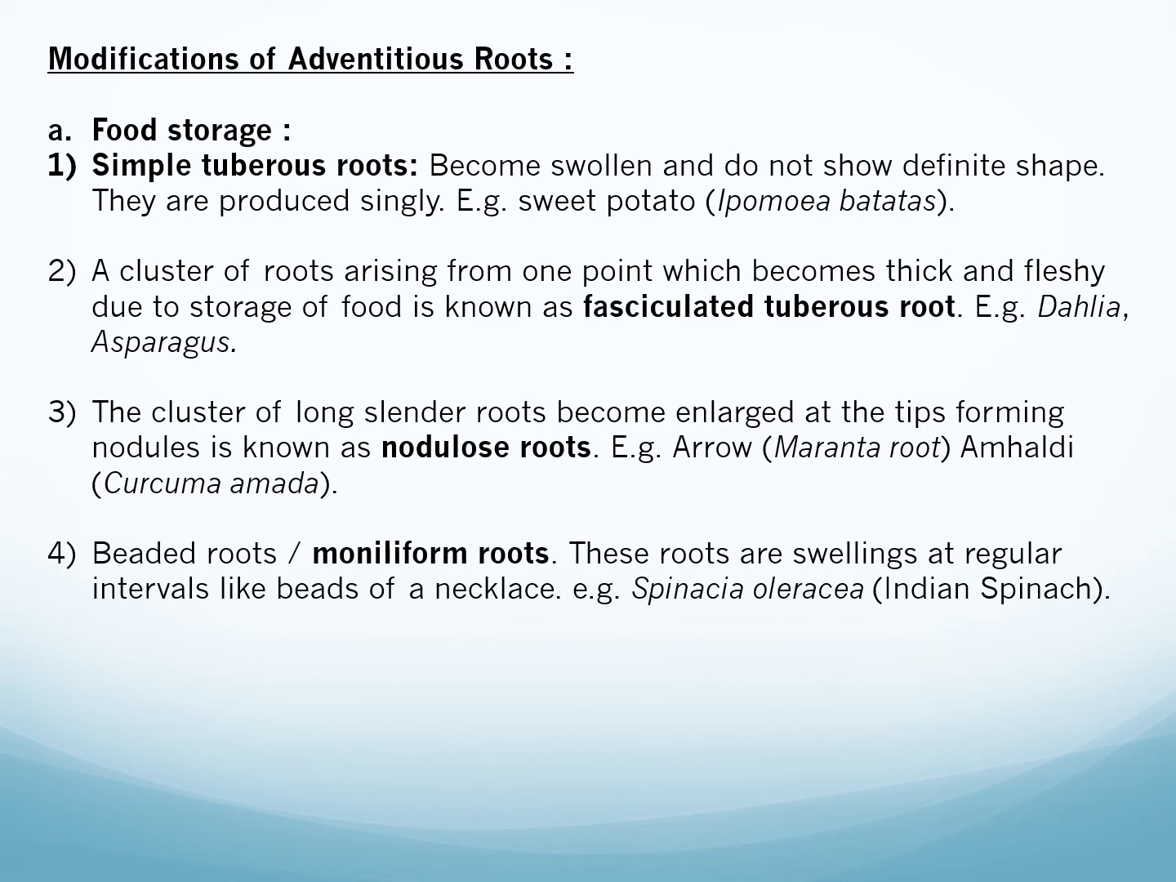Fourth type of adventitious roots which are modified for food storage are called as beaded roots or moniliform roots. These roots are swellings at regular intervals like beads of a necklace, and we see such type of roots in spinach.